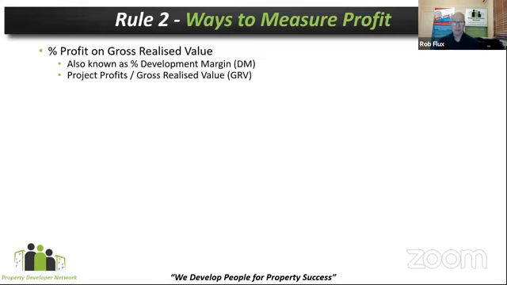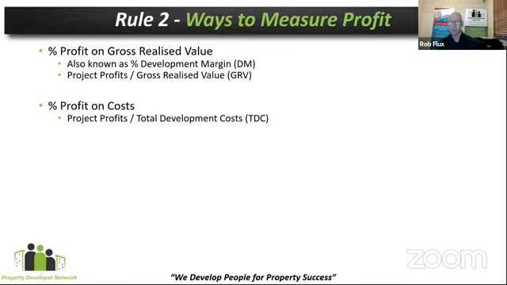The next way to measure profit, okay, is called percentage profit on costs. So slightly different here. Sorry, I should say, in that last one, not a typo, a bit of a word slur. I jumped ahead of myself. It's project profits rather than total development costs on the previous one. So this one is percentage profit on costs. Apologies for getting ahead of myself there, folks. So this is project profits divided by total development cost. The previous one was project profits divided by gross realized value.